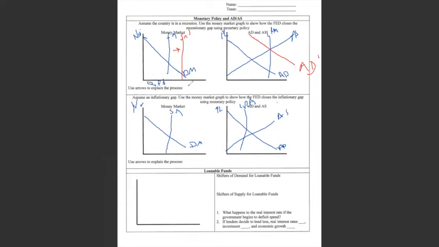Why does that happen? So if we increase the supply of money, what that tends to do is that lowers interest rates. Interest rates go down. When interest rates go down, borrowing goes up. When borrowing goes up, that means you're spending more, so aggregate demand increases. And that's the whole pattern of shifting that you're supposed to get right there.